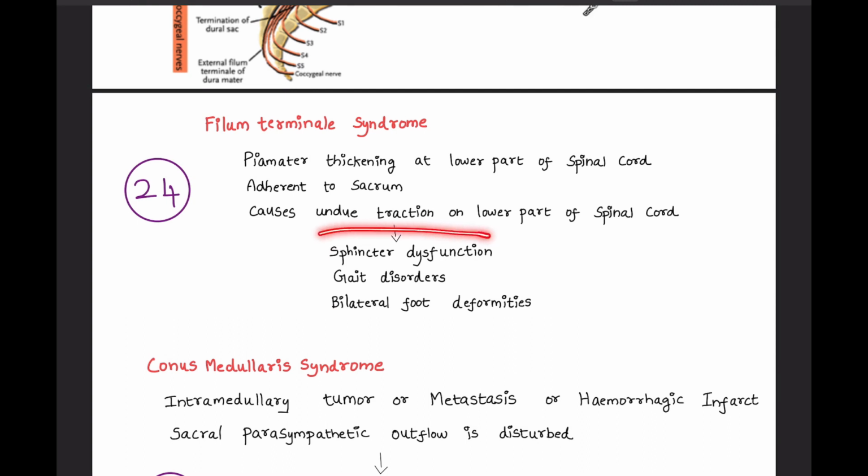So what is sphincter dysfunction? I have discussed it earlier. You can see the sphincter muscles, for example, in your anal opening and in your bladder. If they are dysfunctional, then there will be urinary and fecal incontinence. Gait disorders: gait means manner of walking, so there will be changes in the manner of walking in this patient. Then bilateral foot deformities. Deformities mean change in the shape of the foot. A malformation is different, deformations are different.